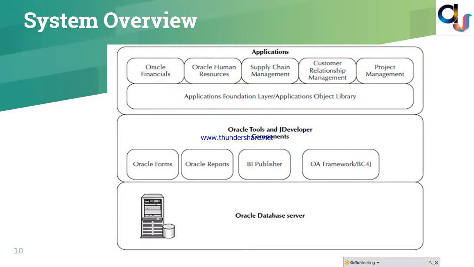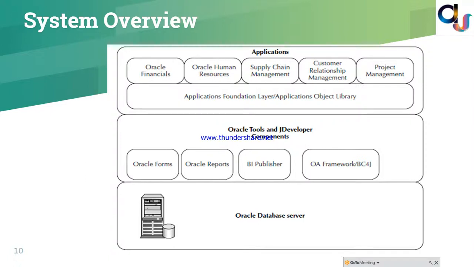This is the system overview. In the system overview, you can see that in the top layer all the applications are sitting. You can observe Oracle Financials, Oracle HR, Supply Chain Management, CRM, Project Management. There are many modules. All those modules will be on the application foundation layer, also called AOL, Application Object Library. All the applications will be on top of these things.